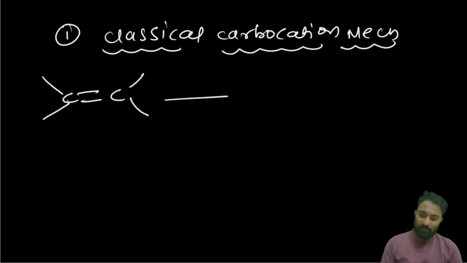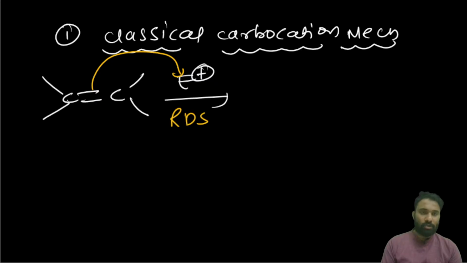Done. Here is the electrophile. Clear? Now this alkene pi bond will readily attack this electrophile. Now this is the rate determining step. The slow step is the rate determining step. Done. Then after that, what will happen?